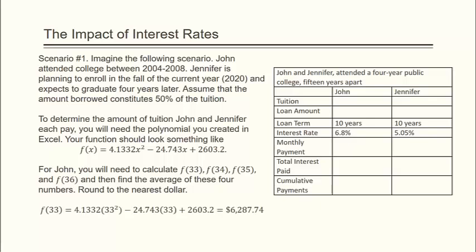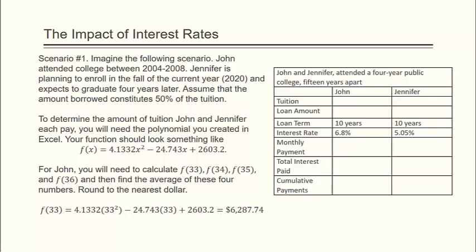Okay, so for example, for f of 33, we'll take that polynomial, we'll replace the x with the number 33 and do the computation just so you can make sure you're on the right track. You should get $6,287.74 as your f of 33.